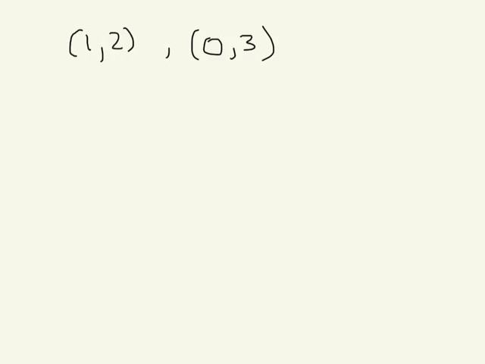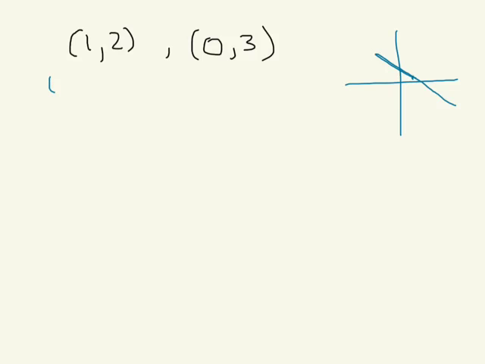Okay, so today's exit ticket wanted us to find the equation of the line that goes through the points (1, 2) and (0, 3). Another way of saying that is, if we had plotted those two points, (0, 3) would be up here and (1, 2) would be over here. If we plotted those points and drew a line through them, what would the equation of that line be? And so here's how we do it.